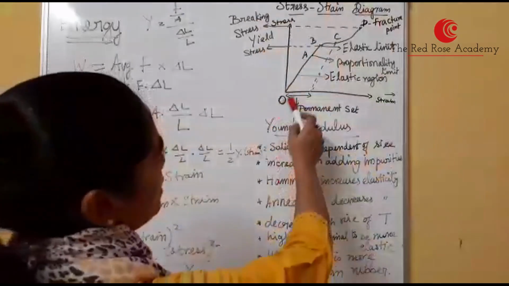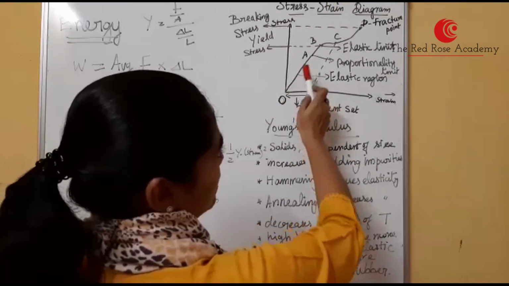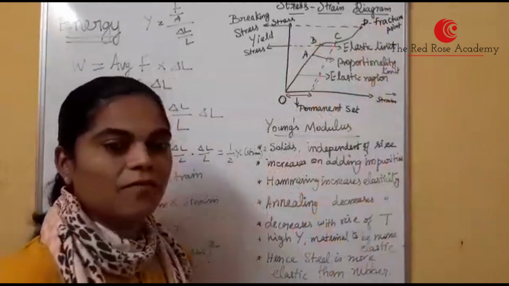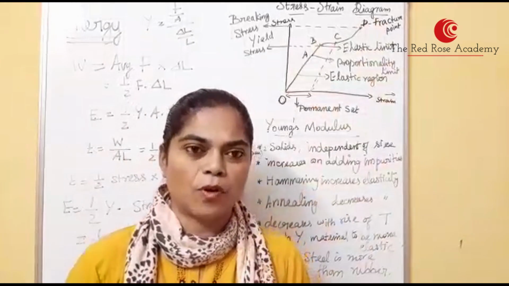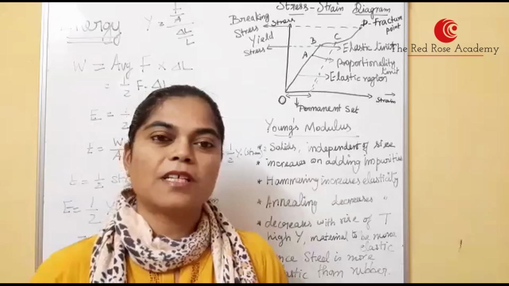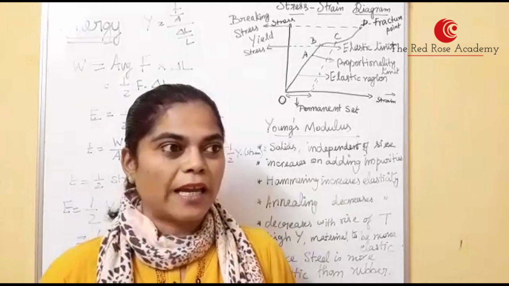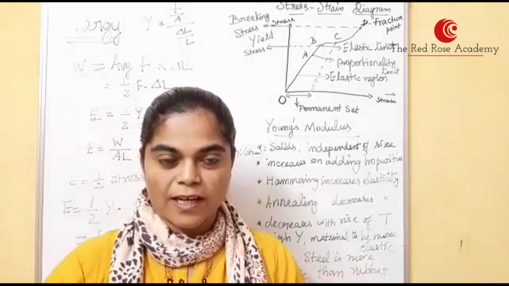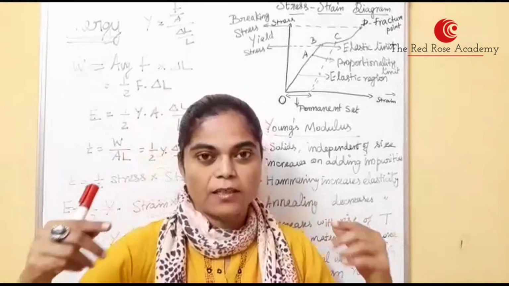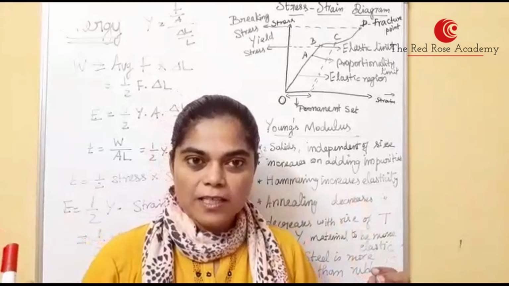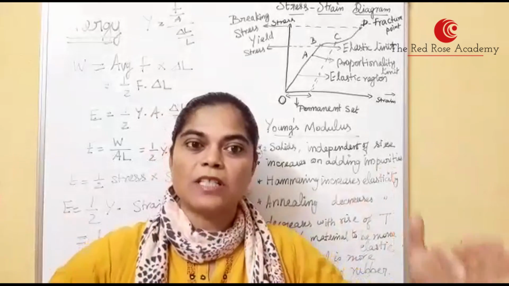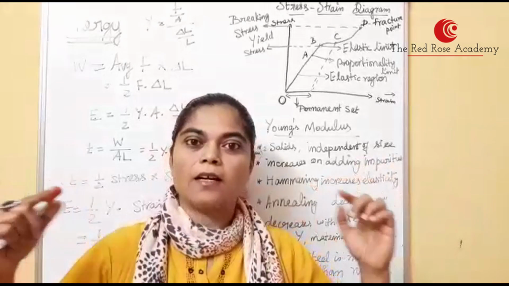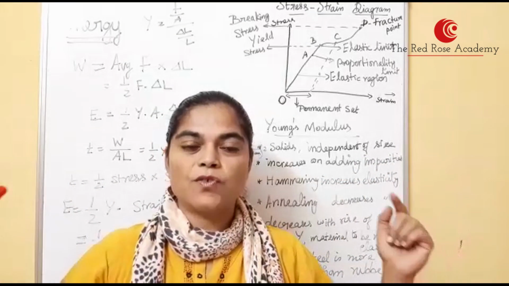Until this point A, we have seen the elastic region. So this graph shows the metallic wire and its elasticity and its properties. Yesterday we have seen Young's modulus. If you apply a stretching force to a cylindrical wire, then A decreases and L increases. A is the cross sectional area of the wire and L is the length of the wire.